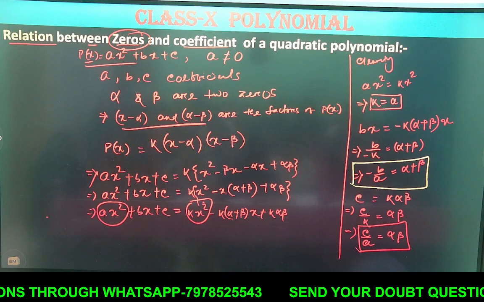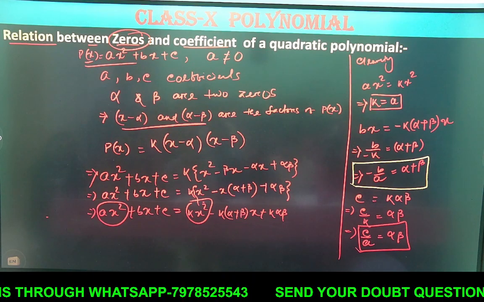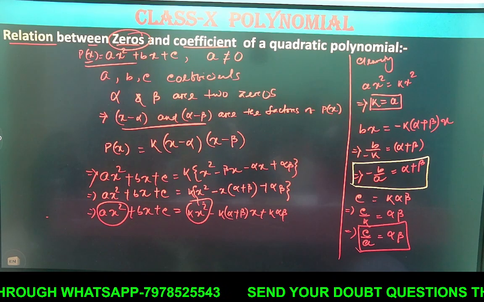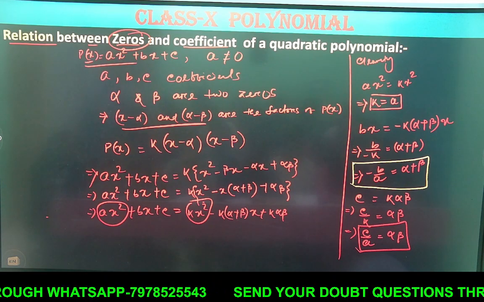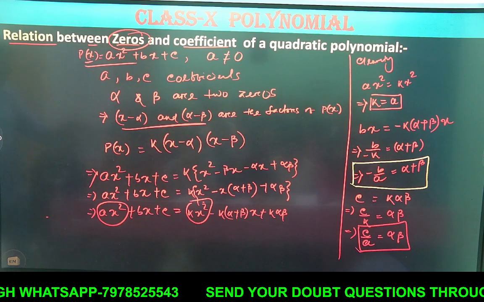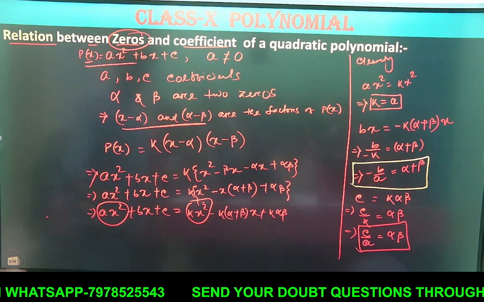These are the relations, only two relations: sum of zeros and product of zeros. Then we will write it and summarize. Don't worry, before that we will do one example. Is this over? I'm erasing. Right, okay.